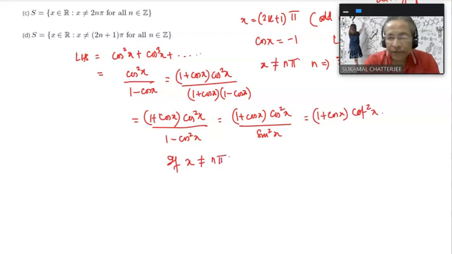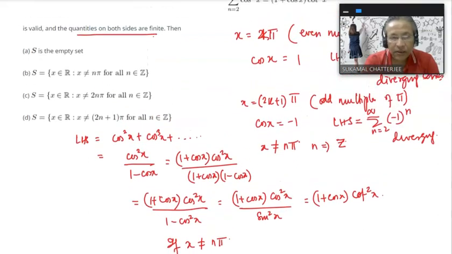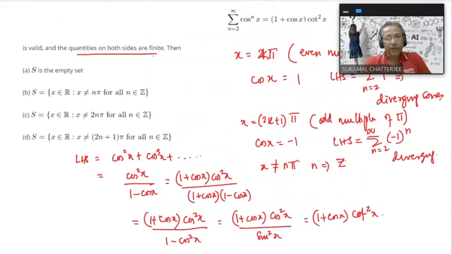So this is the value that we get if x is not equal to n pi. Therefore the answer to this is option B. The left hand side becomes equal to the right hand side if x is not equal to n pi.